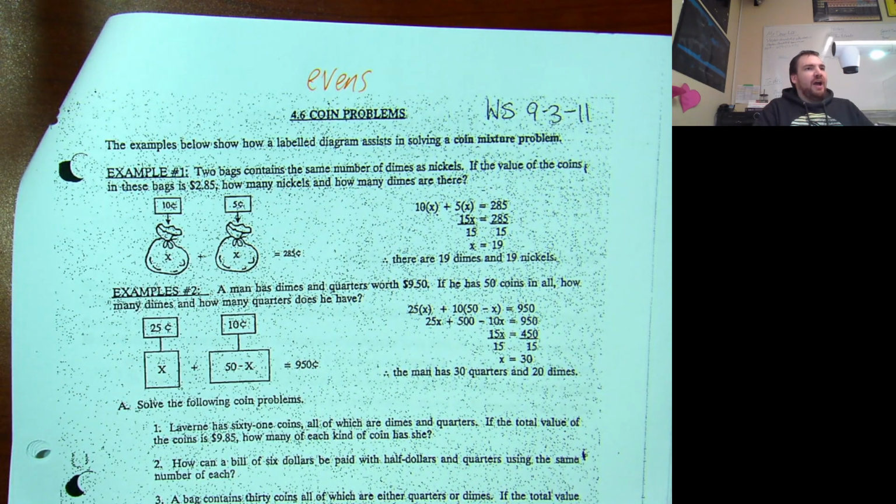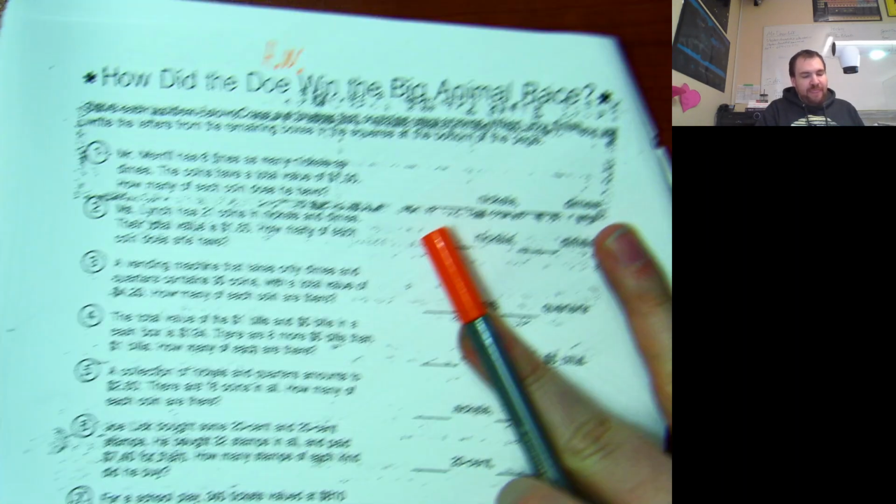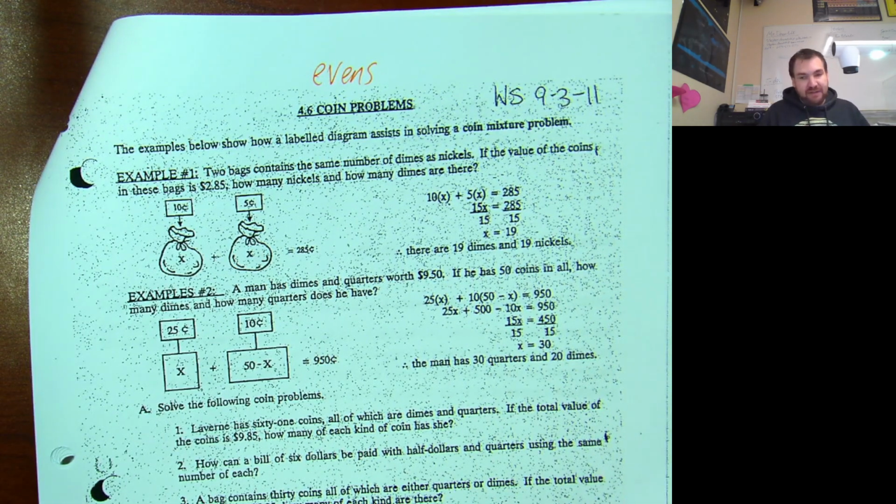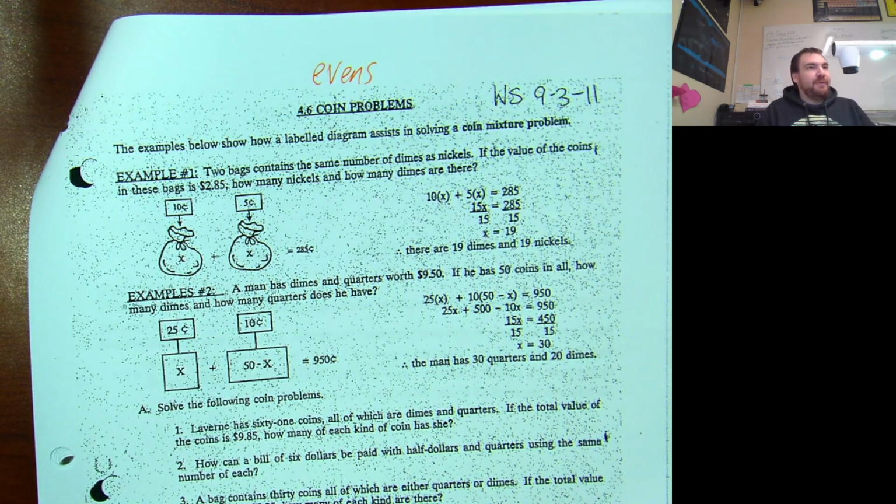Okay? I want you to practice this until you get comfortable with the techniques. I want you to figure out how the doe won the big animal race, and I want you to do evens on the coin problems. Use what little time you have left. There's like 3 or 4 minutes left in class. And then may the force be with you. Good luck, all of you, working on your science comics. I see a few of those out and about. But this is what I want you to work on now.